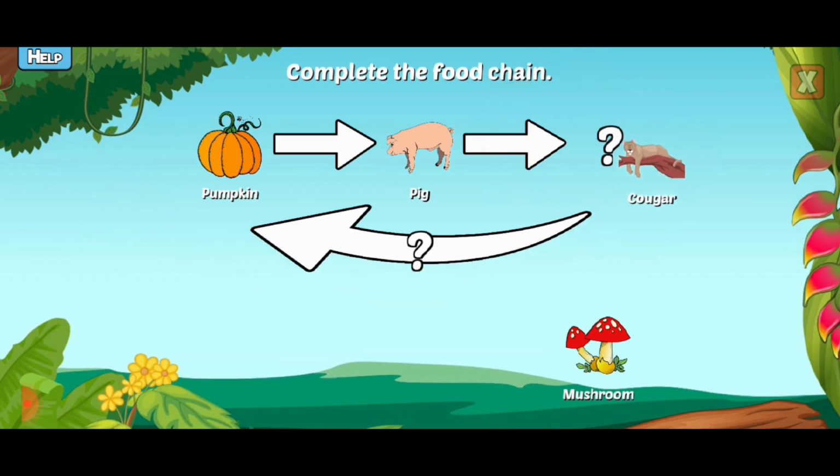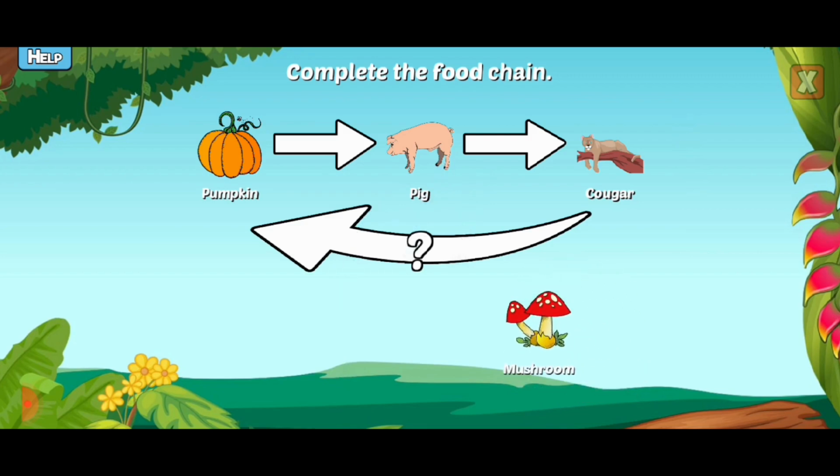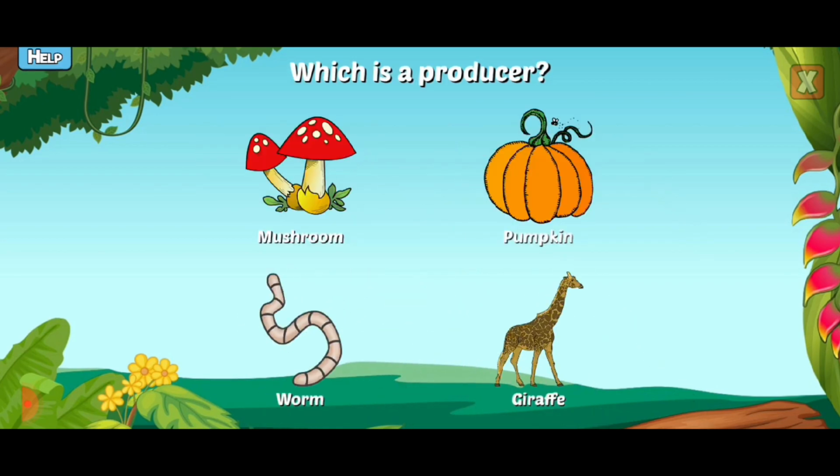Why is the food chain important? The food chain is crucial for maintaining balance in nature. Here's why. 1. Energy flow. It shows how energy moves through an ecosystem, starting from the sun to plants, and then to animals. 2. Nutrient cycling. Decomposers break down dead organisms, returning nutrients to the soil, which helps plants grow.